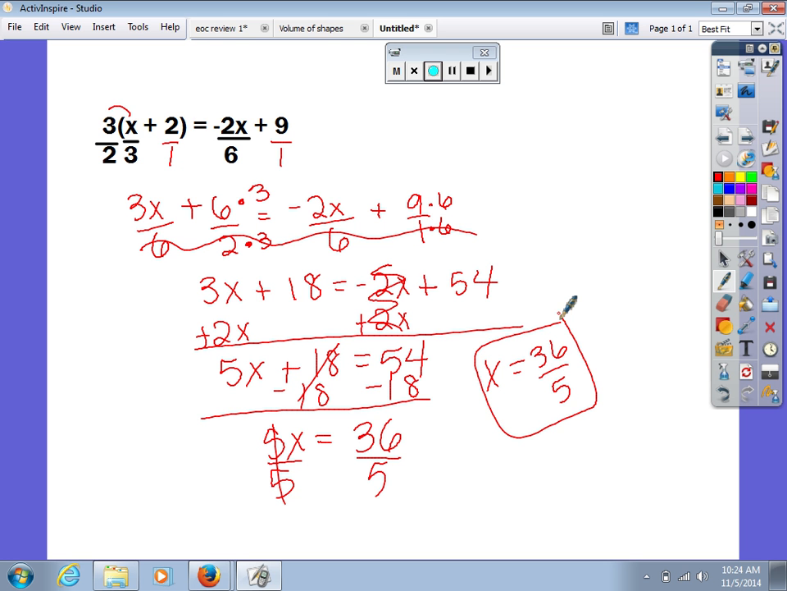Raise your hand if you got this right when you worked it by yourself for the warm-up. Very, very good.